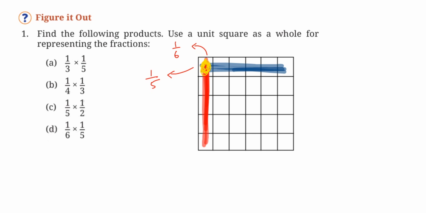Out of how many? There are total 30 rectangles here, 6 here and 5 here. 6 times 5 is 30. Out of 30, one rectangle is double shaded. Therefore, the answer is 1/30th. So this is how we can find the product of two fractions using the unit square.